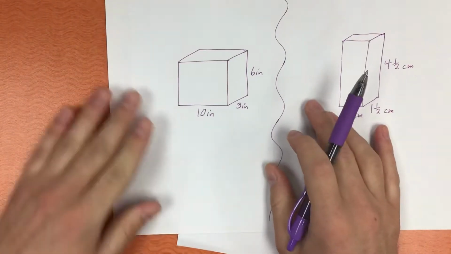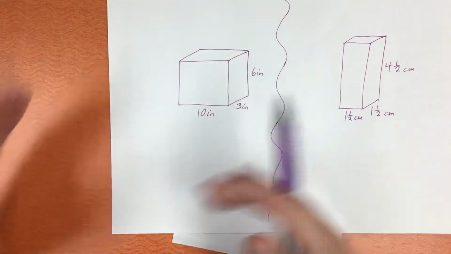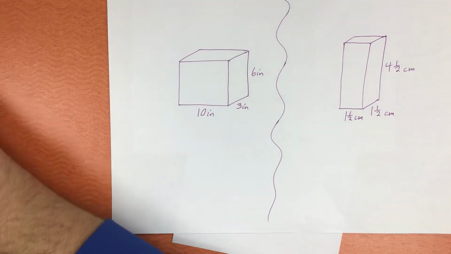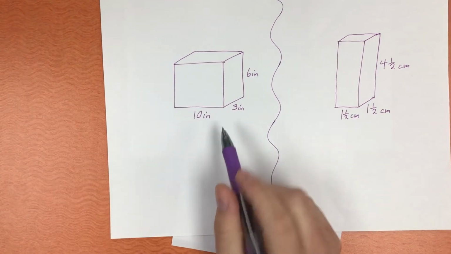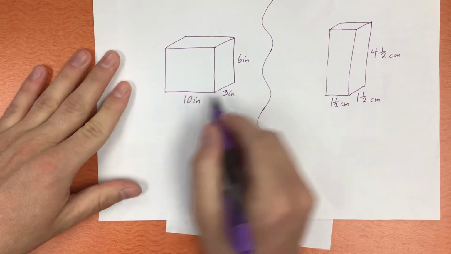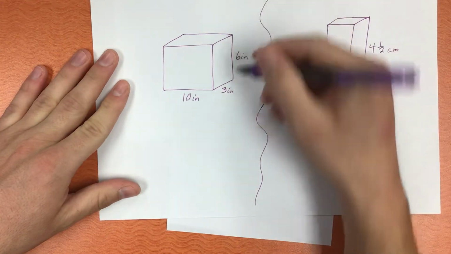So here's another cube that I have. I keep calling it a cube. I guess it's a rectangular prism, because cubes have the same side lengths. This is a rectangular prism. It has a length of 10, a width of 3, and a height of 6.